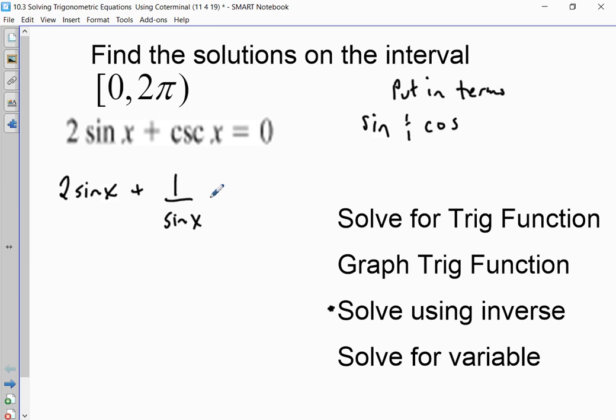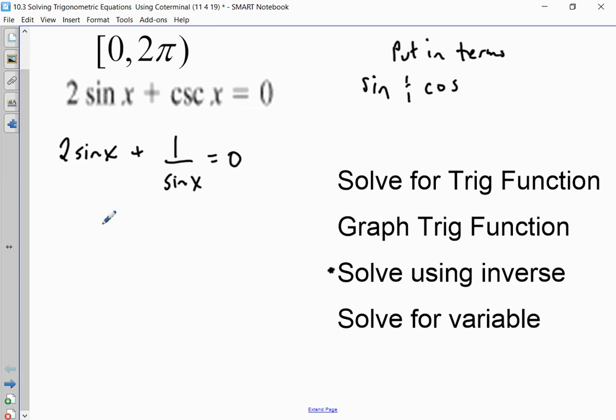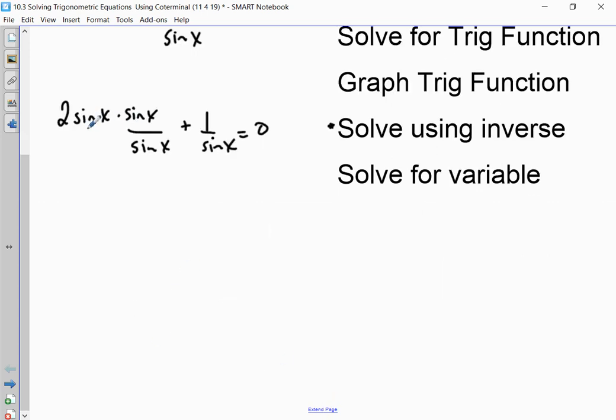Okay. So now when we have this here, we're going to get a common denominator. The common denominator is going to be sine, so we have 2 sine of x, multiply top and bottom by sine of x, and then plus 1 over sine of x. That's going to equal 0. From this point, we're going to combine these, and we have 2 sine squared of x plus 1 whole over sine of x.